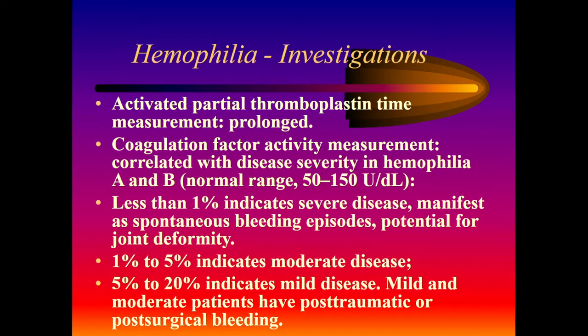Activated partial thromboplastin time is prolonged. Coagulation factor activity measurement correlates with disease severity of hemophilia A and B. The normal range is between 50 to 150 units per deciliter. Less than 1% indicates severe disease, manifesting as spontaneous bleeding episodes and potential for joint deformity.